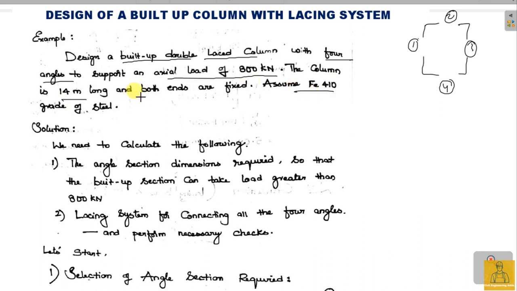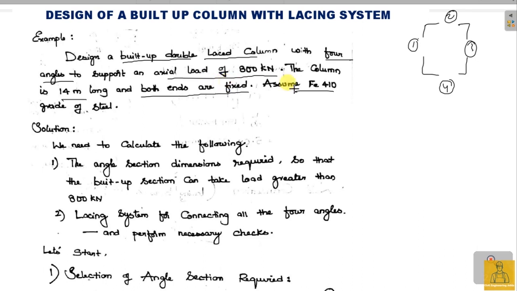Remember, both ends are fixed. These end conditions are very important because we have to use effective length in our calculations. Effective length of a column changes with the end supports. It may be hinged at both ends, hinged at one end and fixed at the other, or fixed at one end and free at the other end. This is how the conditions change at the ends of the column, and based on that, the effective length of the column is also going to change.